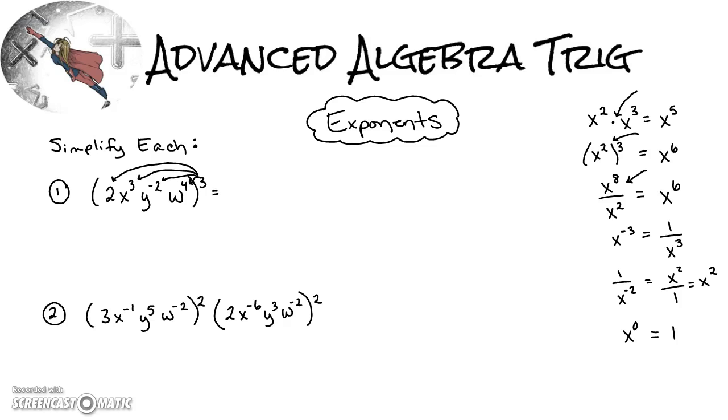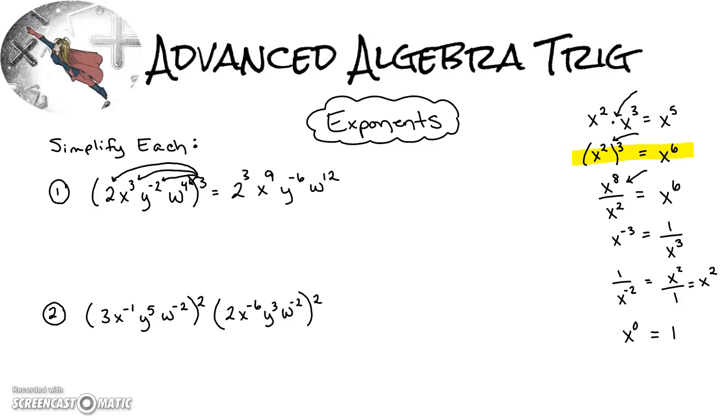And so what I will get is 2 raised to the third. Then this is an example of this property over here happening. So the x, we multiply the 3 times 3, so that's x to the 9. The y, we multiply negative 2 times 3, so that's y to the negative 6. And we multiply again for w, so that's w to the 12.